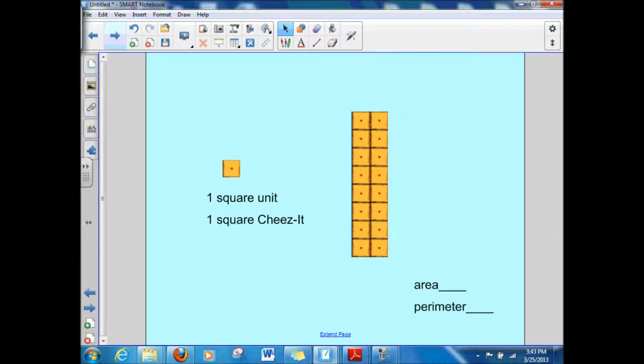All right, we're looking at another set of Cheez-Its, and we've talked enough about looking at how many are on this side and how many down this side so that we maybe could use multiplication to make it quicker for us.